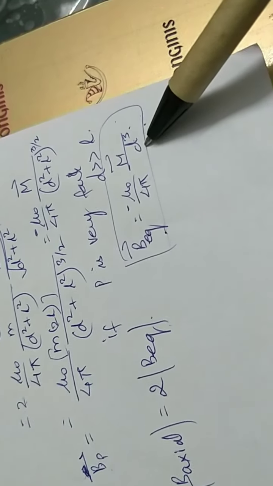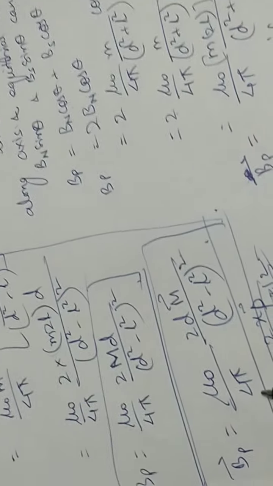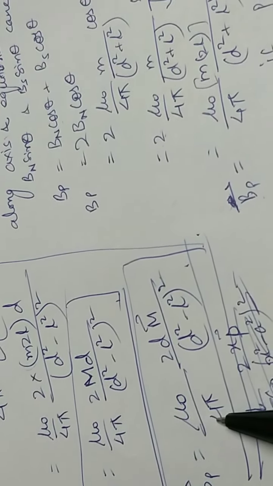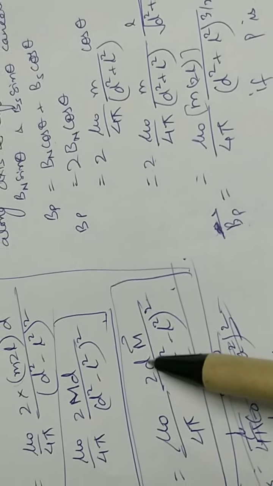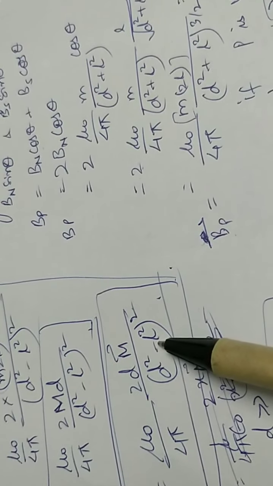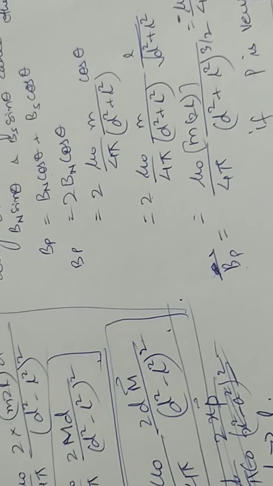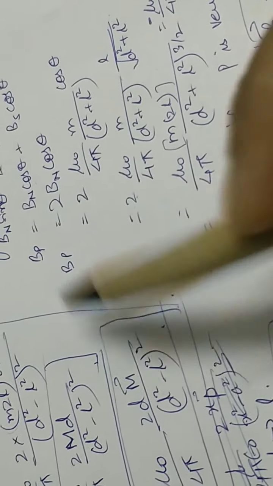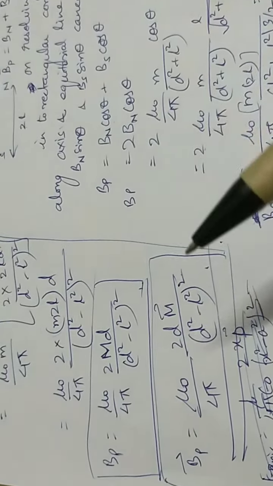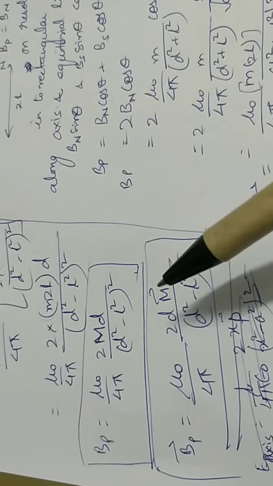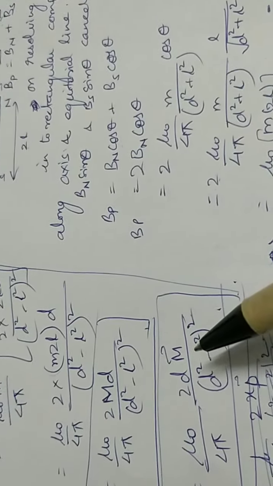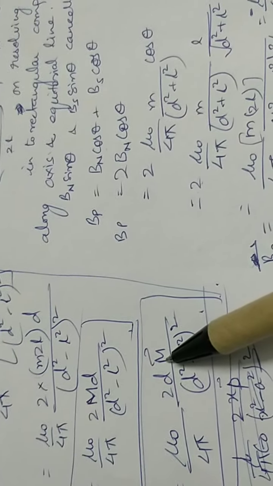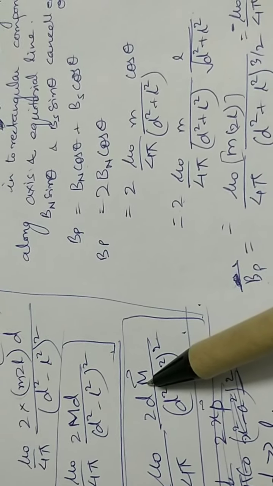Here we got m, and here we got r cube. Similarly, for the axial line also, we got 1/4 pi epsilon naught into 2dp upon (d square minus l square) raised to power 2. So exactly similar kind of expression. The m which we are getting here and the p which we got there are analogous to each other. p was the dipole moment. Here m represents the magnetic dipole moment.